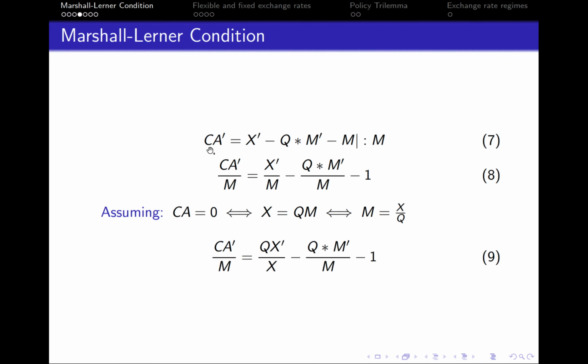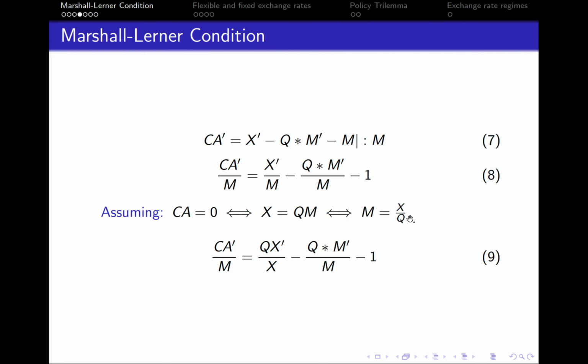Okay, look, in the next step, what I'm going to do is divide both sides by imports, right? As a result, each of these expressions is divided by imports, while imports are turning into 1. Now, I'm going to use one additional assumption. I'm going to assume that the current account is at 0. So imports are equal to exports, which we see over here. And now, look, out of this, I can calculate that imports are equal to exports divided by the real exchange rate.